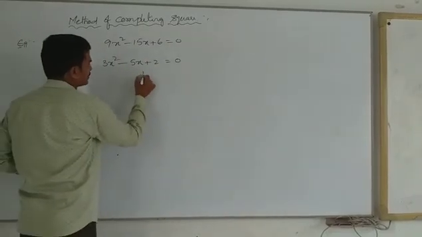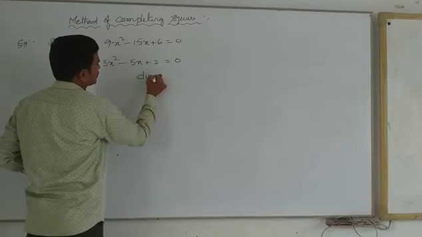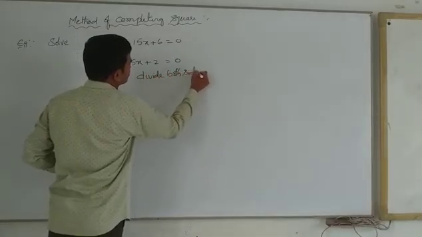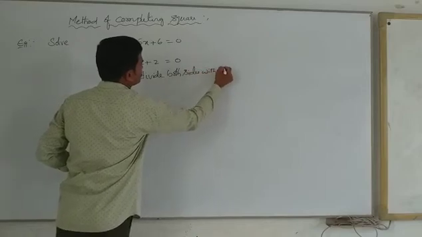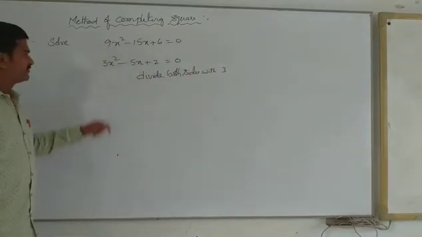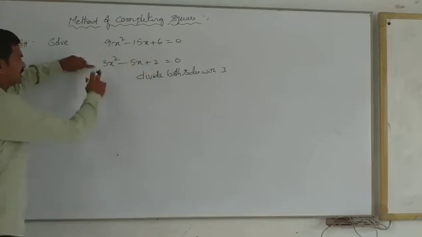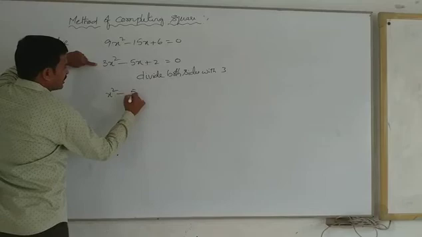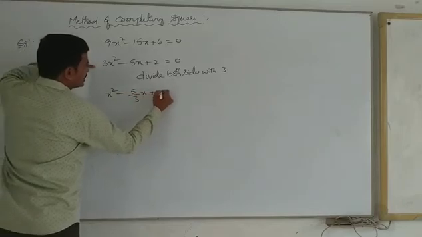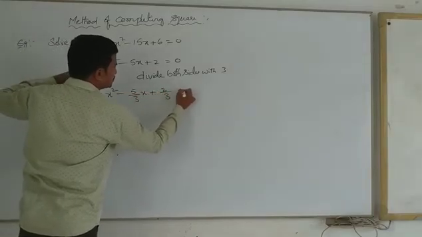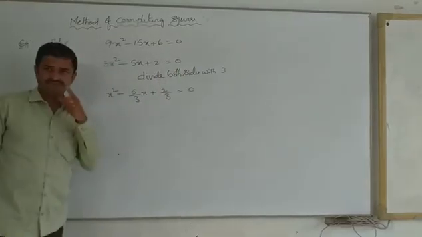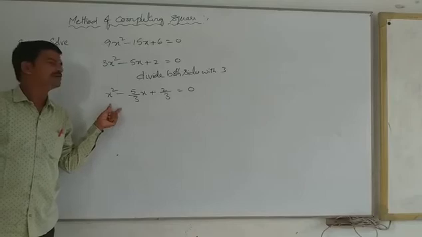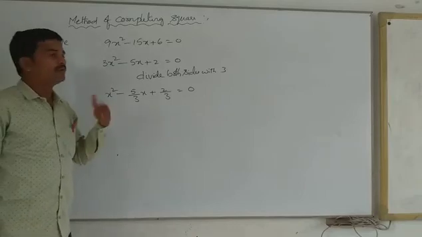Divide both sides with 3. If you divide this equation with 3, what will you get? X square minus 5 by 3x plus 2 by 3 is equal to 0. Have you all understood this step or not? Is it clear now?